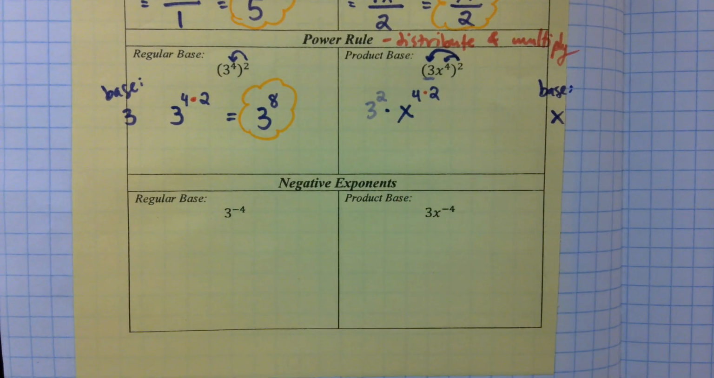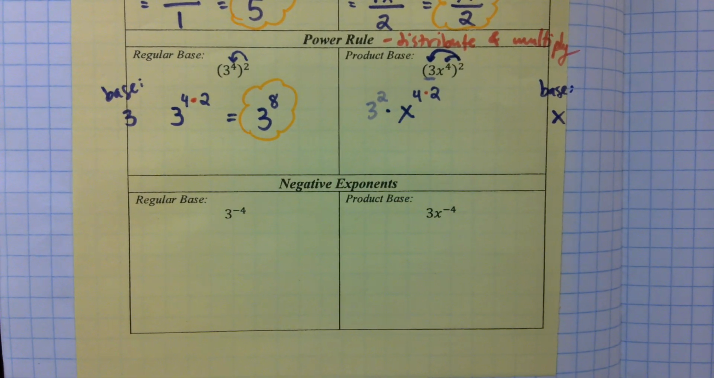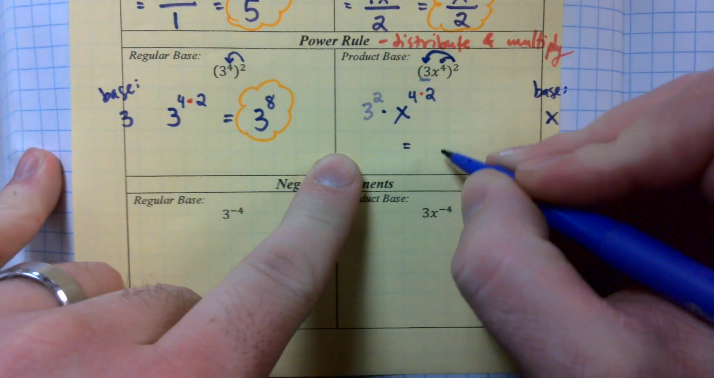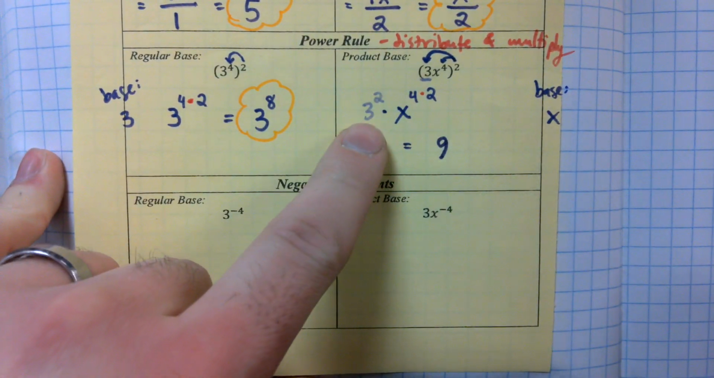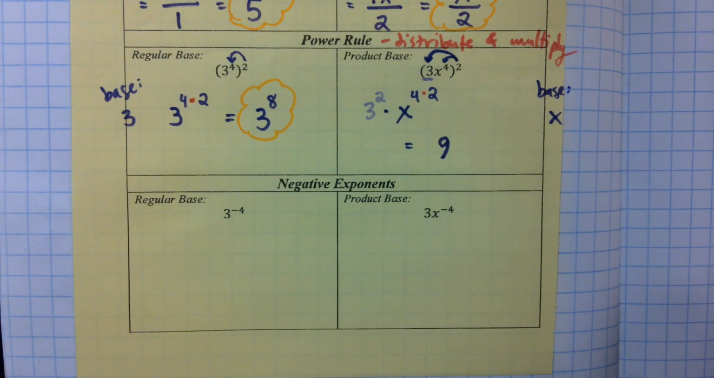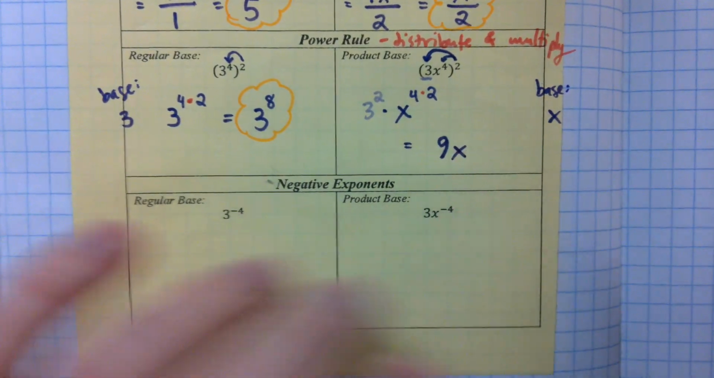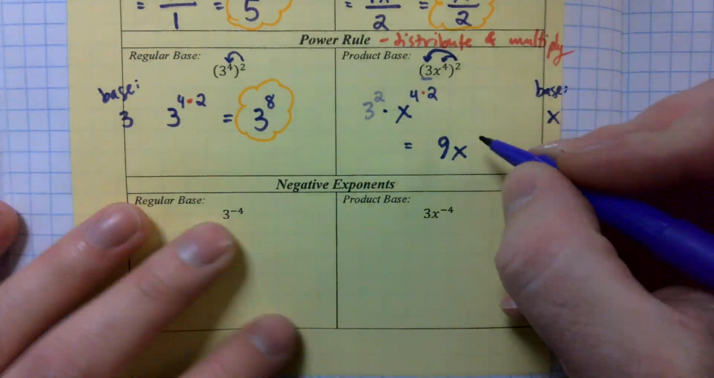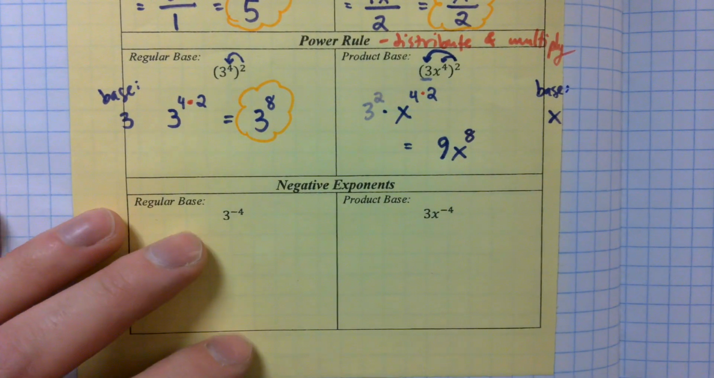Just like I said, when I have a coefficient, that number is going to change. What does 3 squared turn into? 9. What's my base again? X. So that's still going to be my base. What's my new power of x, though? 8. 4 times 2, that gives me 8.